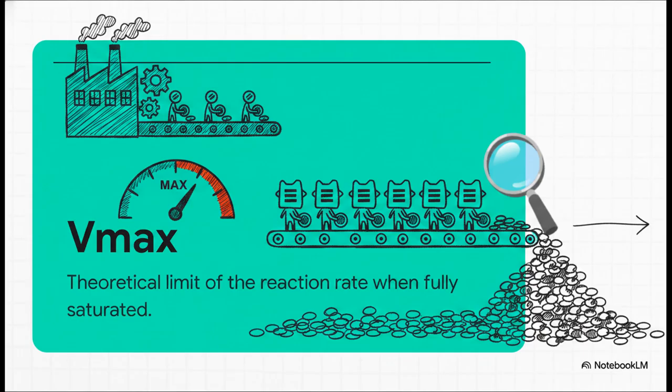You literally cannot make the reaction go any faster no matter how much more raw material you dump into the factory. Why? Because the workers are already operating at their absolute theoretical limit. When we graph this out, once that factory is fully saturated, the curve completely flattens out into a horizontal line. It perfectly visualizes the exact moment where the enzyme itself becomes the ultimate bottleneck for the reaction.